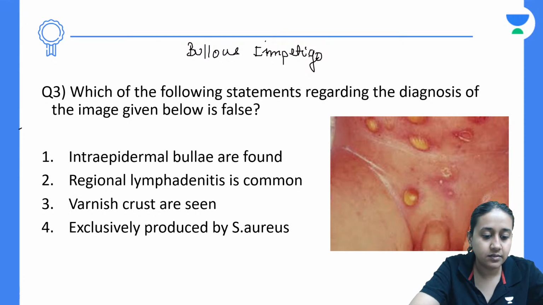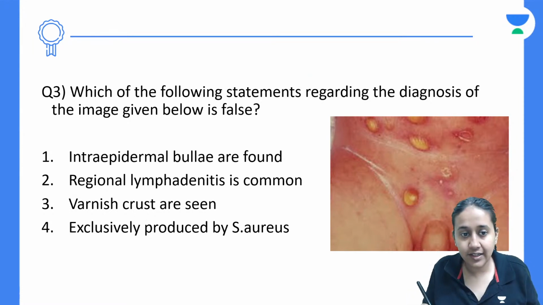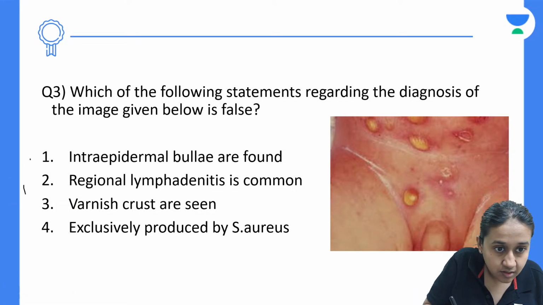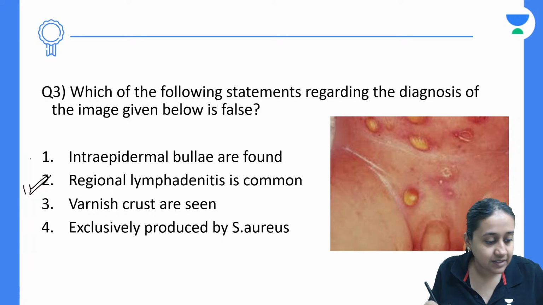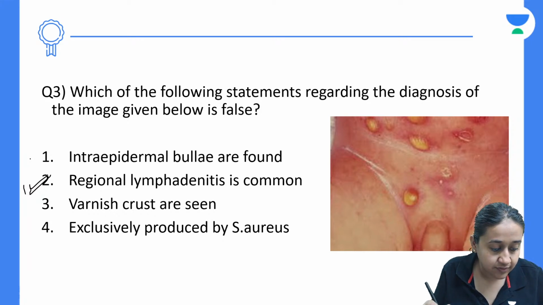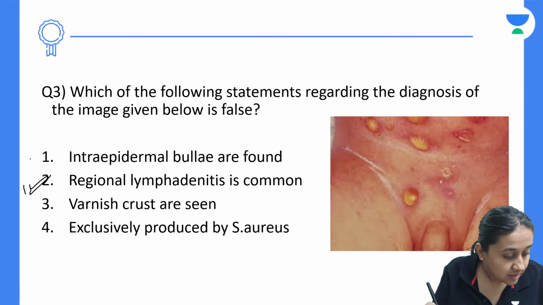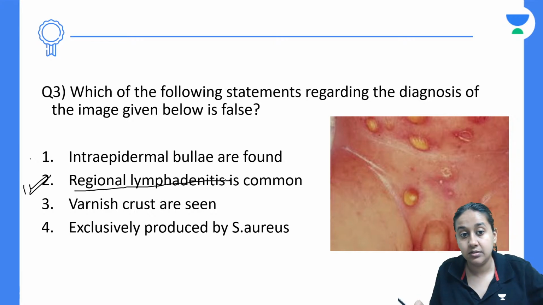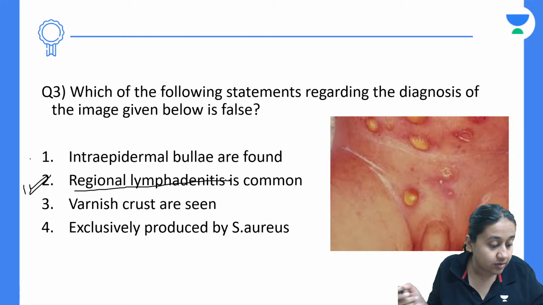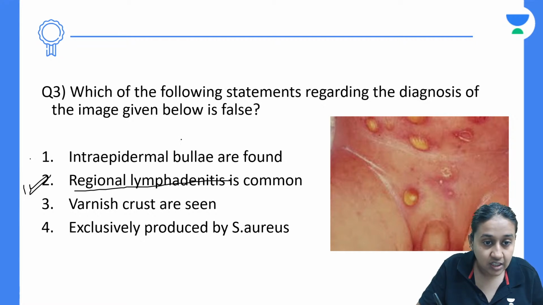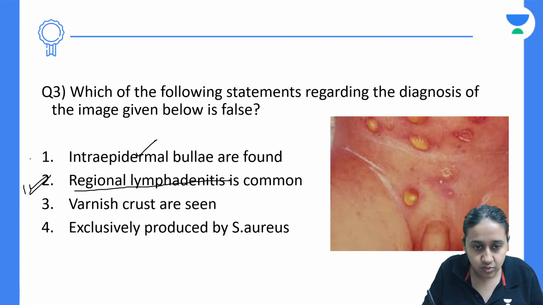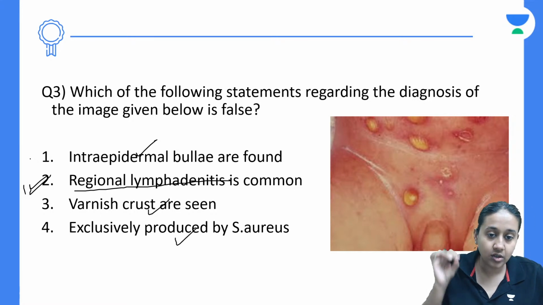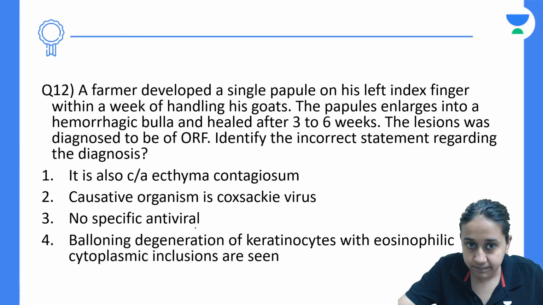What is the correct answer here? Which of the following statements regarding the image is true? The answer is option number 2. We have discussed that this is a patient with bullous impetigo. Remember that in bullous impetigo, regional lymphadenitis is not very common. It is more common with the non-bullous type of impetigo. You see an intraepidermal bulla, this is true. You see a varnish crust and you see lesions exclusive to Staph aureus, but not regional lymphadenopathy.